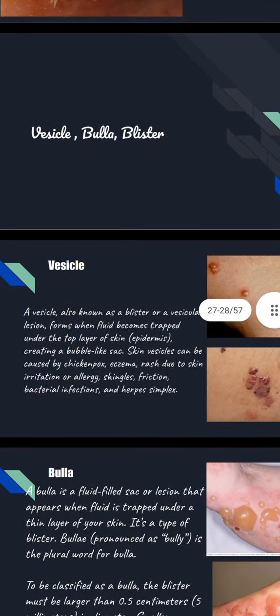Vesicle, bulla, blister. A vesicle, also known as a blister or a vesicular lesion, forms when fluid becomes trapped under the top layer of the skin, the epidermis, creating a bubble-like sac. Skin vesicles can be caused by chickenpox, eczema, rash due to skin irritation or allergy, shingles, friction, bacterial infections, and herpes simplex.